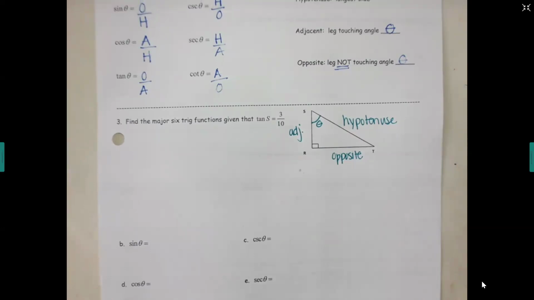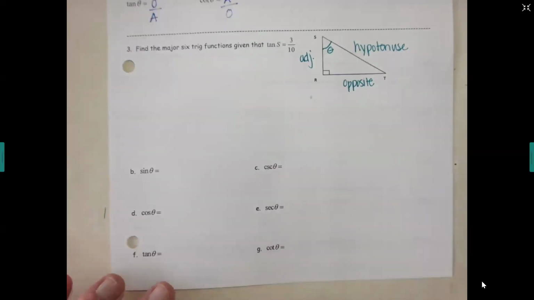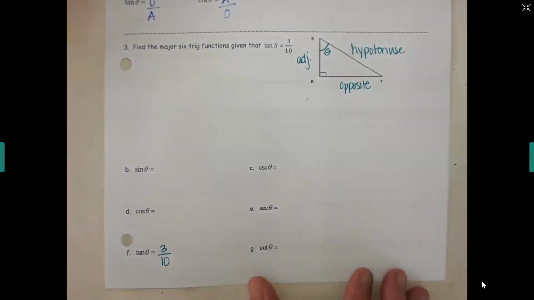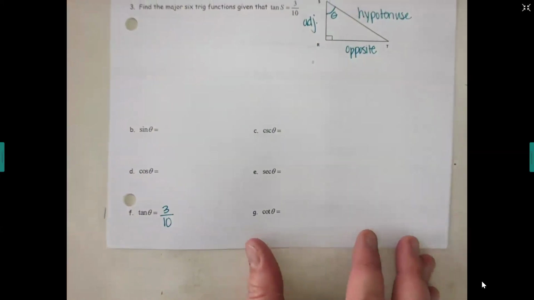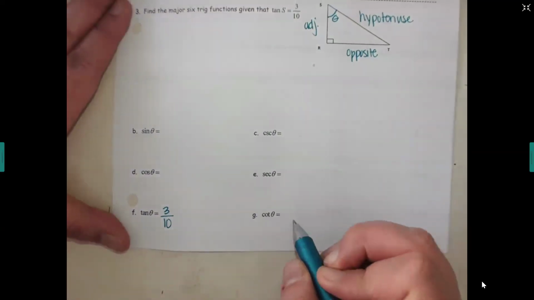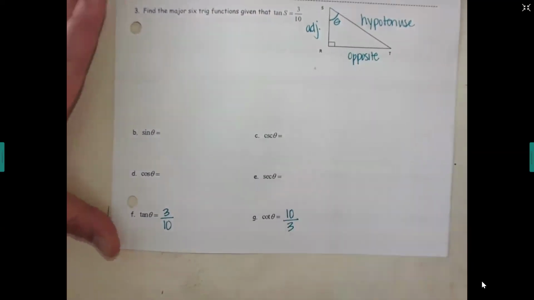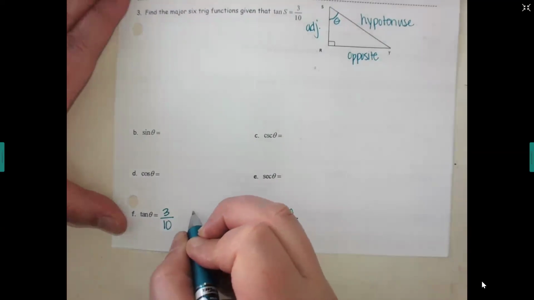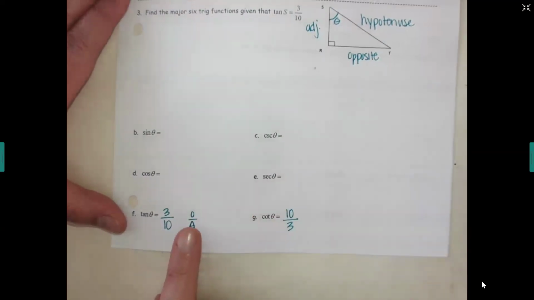So if they're telling me that tan is 3 over 10, I'm going to go ahead and come down here to tan and put that answer. Now, if tangent is 3 over 10, I automatically know that cotangent is what? 10 over 3. Okay, because remember, those guys are reciprocals of each other. So if you flip-flop tangent, you get cotangent. Now, if tangent is O over A, that means that my opposite side needs to be 3. My adjacent needs to be 10.